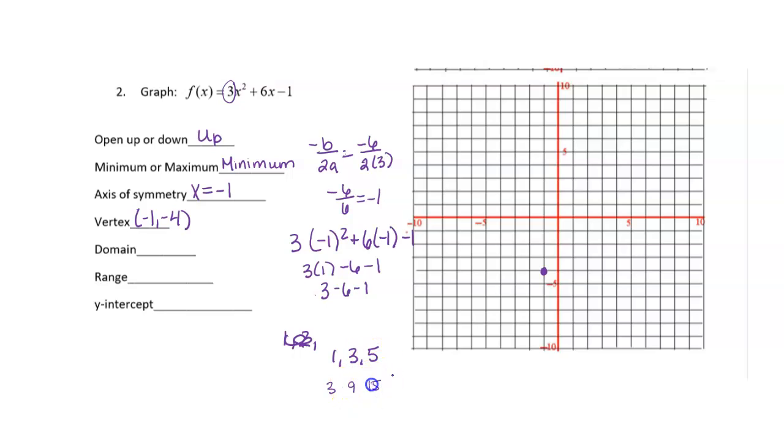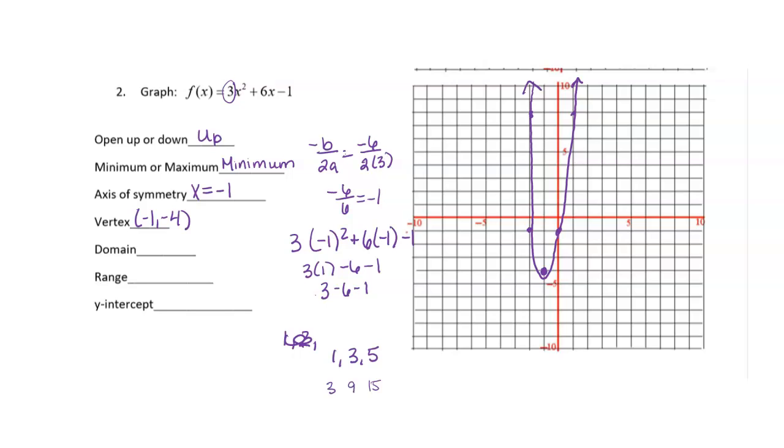So we're going to use a different pattern. Over 1, up 3. Then over 1, up 9. So we know that when your a is a whole number like that, you get a stretch and this becomes skinny and tall.